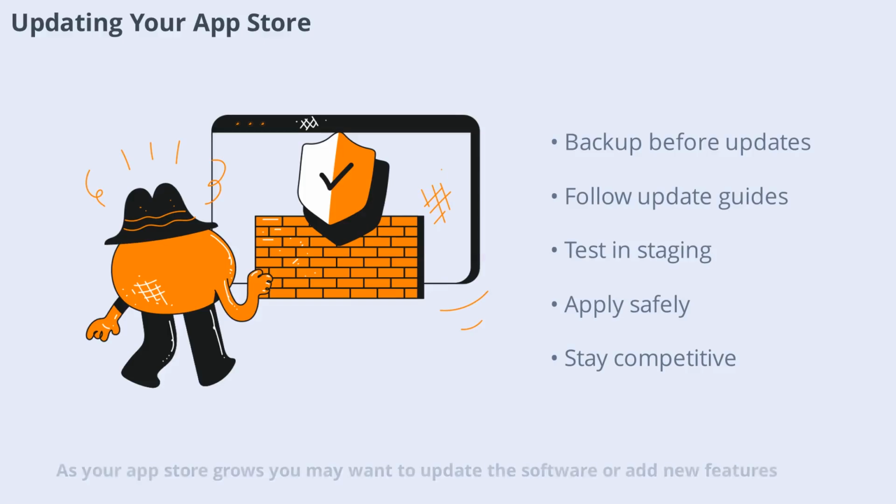As your App Store grows, you may want to update the software or add new features. Always backup your site before updating. Follow the instructions provided with your software package for safe updates. Test new features in a staging environment if possible before applying them to your live site. Staying up to date helps keep your store secure and competitive.